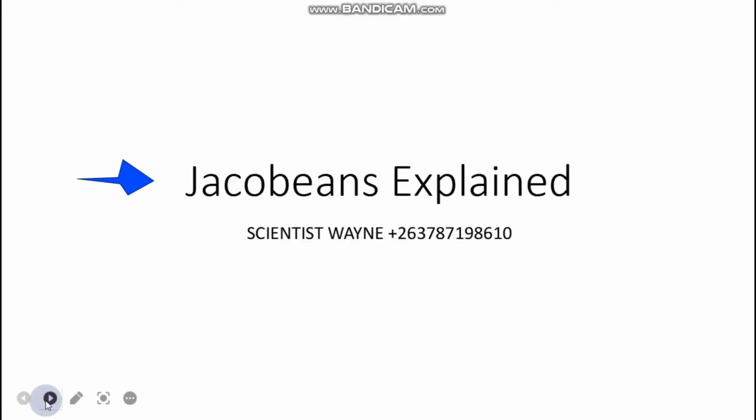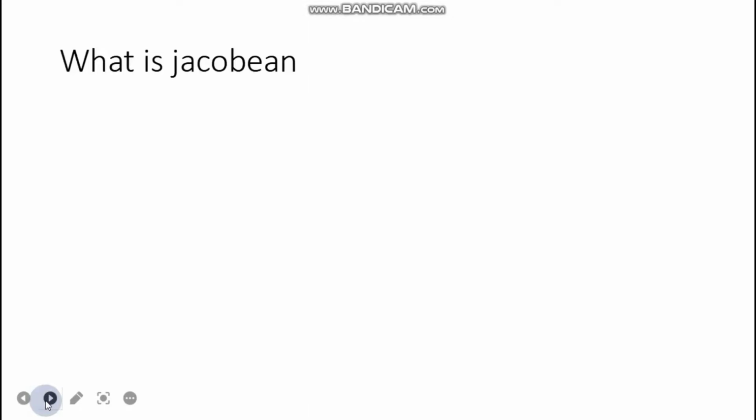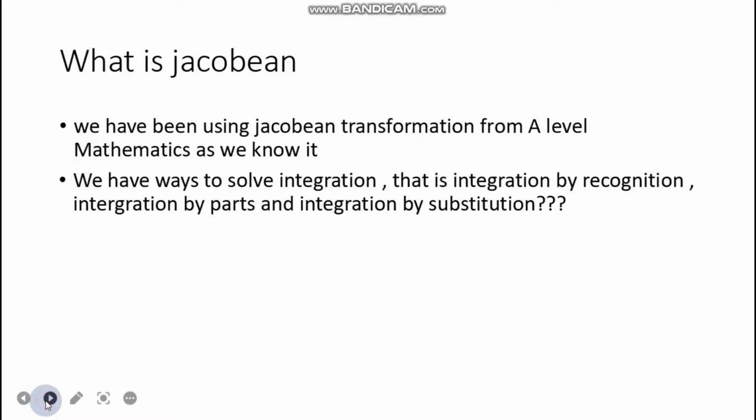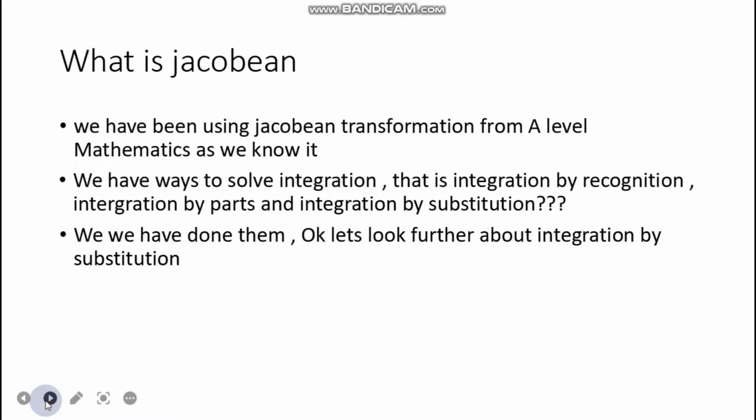Jacobian explained. What is the Jacobian? We have been using the Jacobian transformation from A-level mathematics as we know it. We have ways to solve integration: by recognition, integration by parts and integration by substitution. We have done them. Okay, let's look further at integration by substitution.